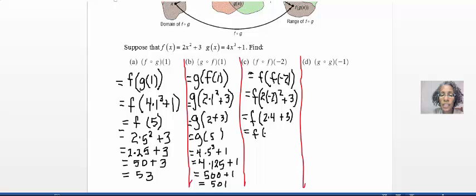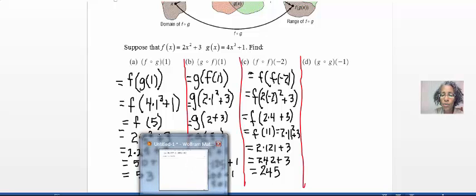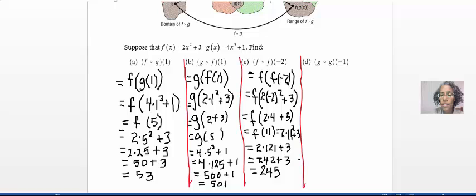So this is f of 11. So we need to calculate 2 times 11 squared and then add 3. So this is 2 times 121 plus 3, which is 242 plus 3, which is 245. All right, so that's what f of 11 is.